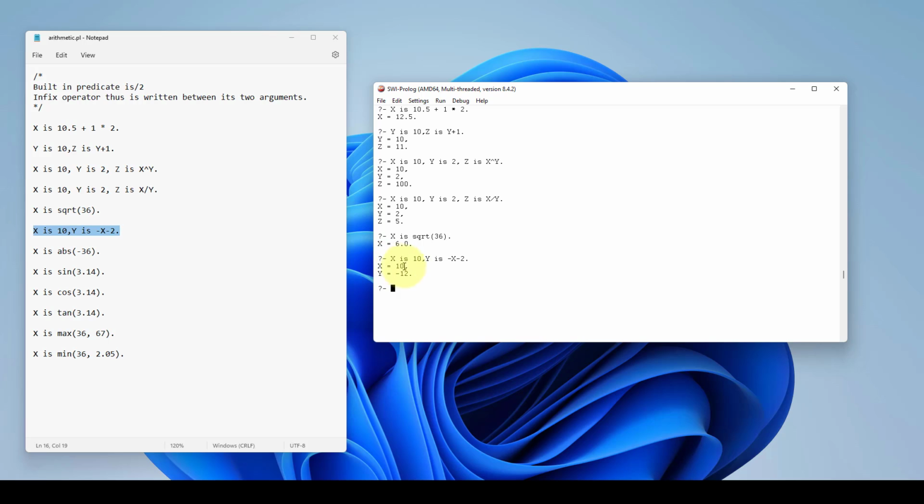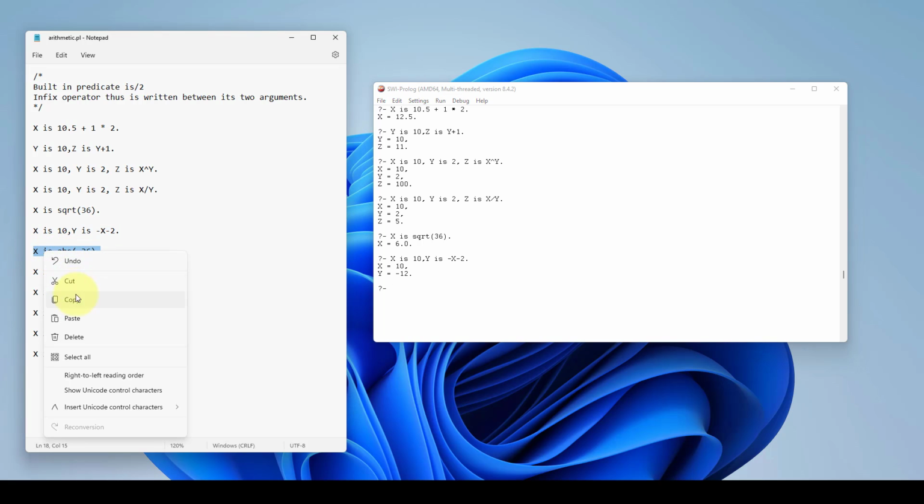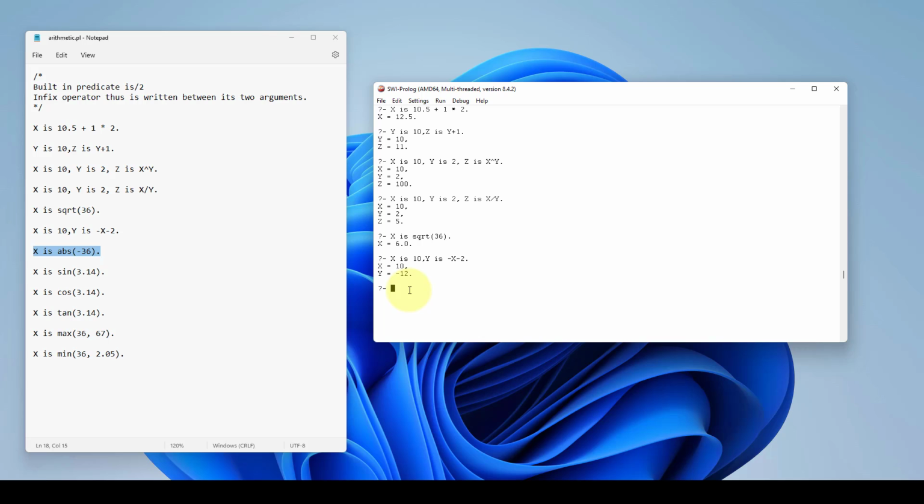Okay, X is 10, return 10 there, and Y is negative X, take away 2. So if we apply a negative to 10, we get negative 10, then we take away 2 from that, we get negative 12. This one we apply the inbuilt absolute or ABS function. That simply takes the absolute value of the argument there, which is 36.